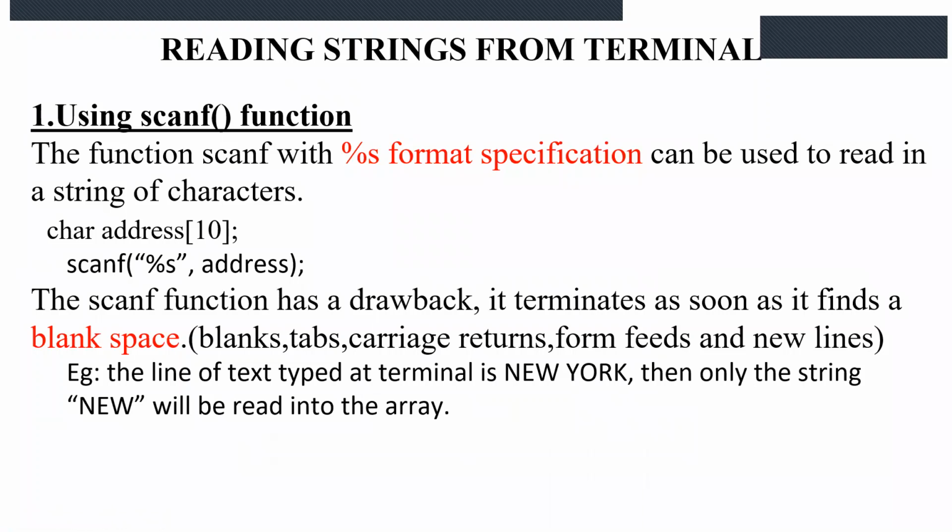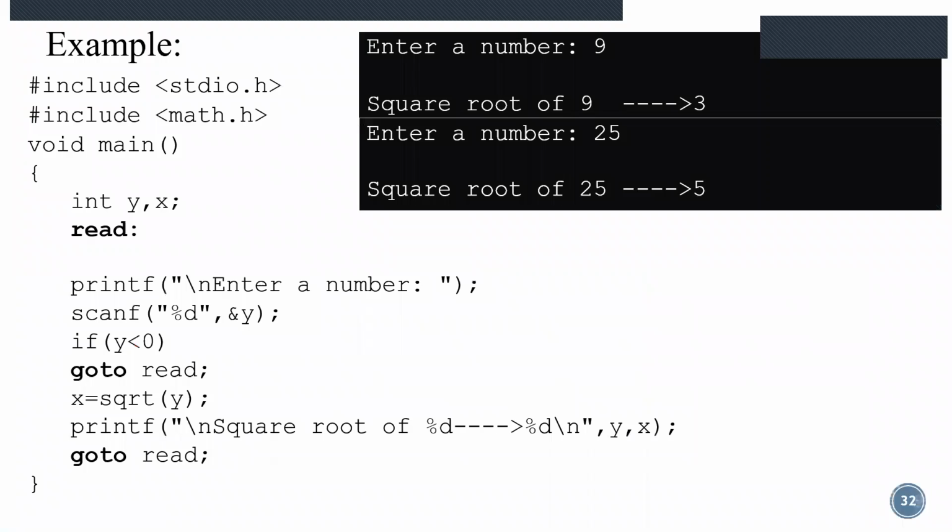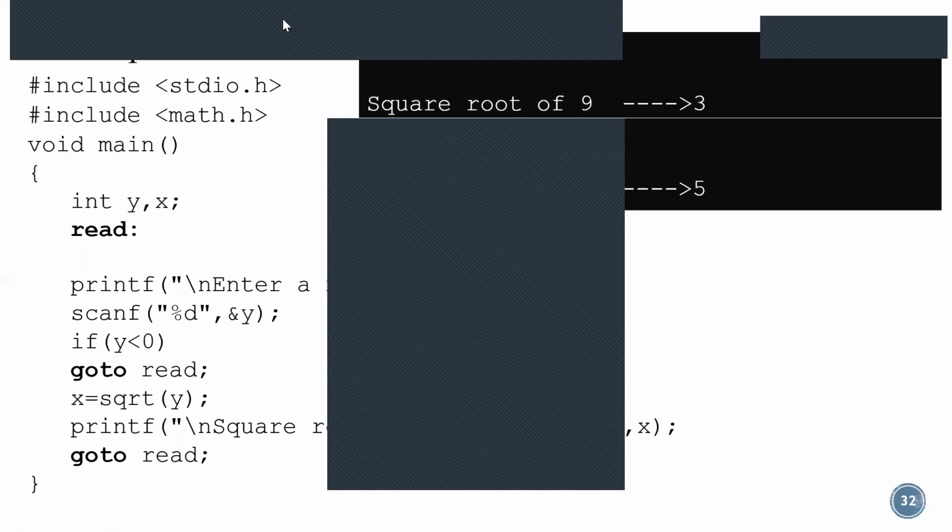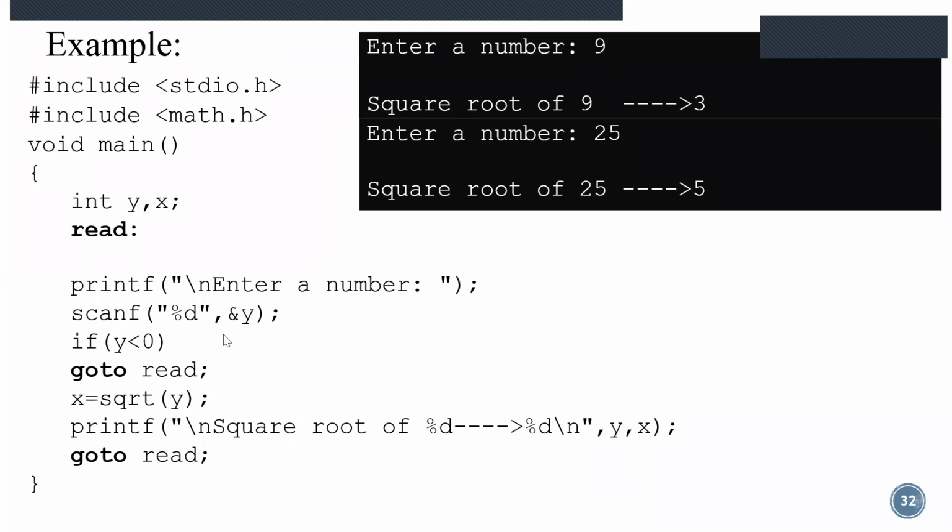Previous slide, ma'am. One more. Yes, sir. So here, if y is less than 0, then square root of x is equal to square root of y, or goToRead. If y is less than 0, it will move to goToRead. If y is greater than 0, then it will skip this goTo statement and move to x equal to square root of y. Okay.